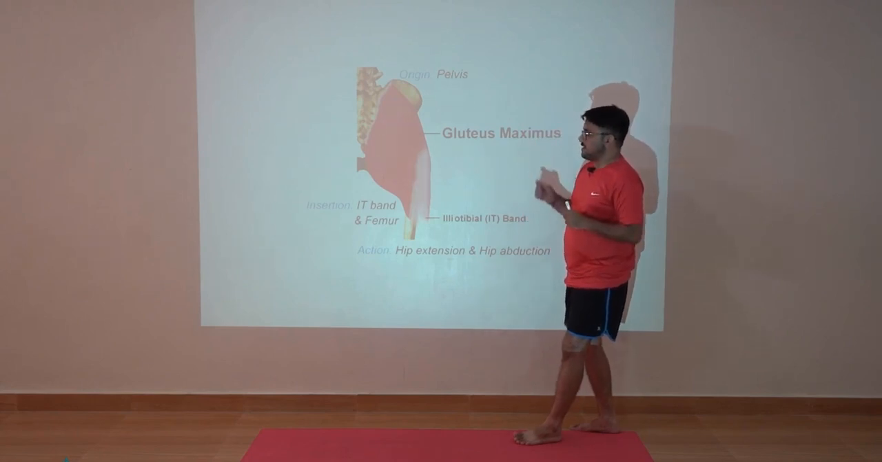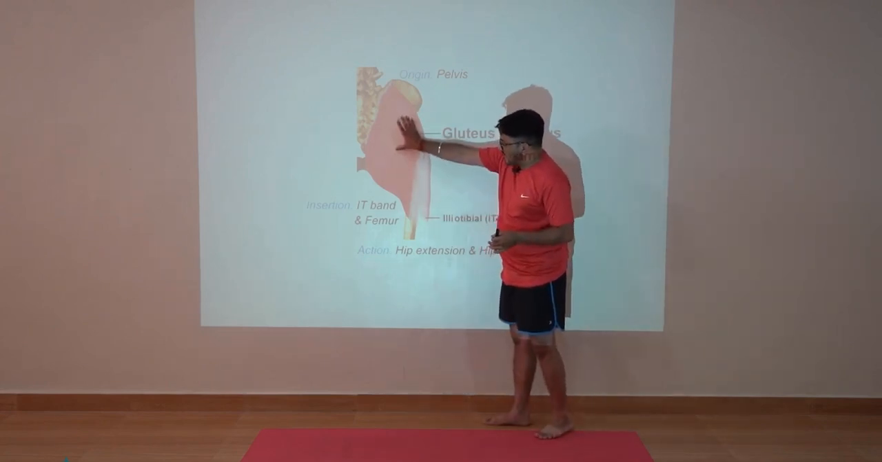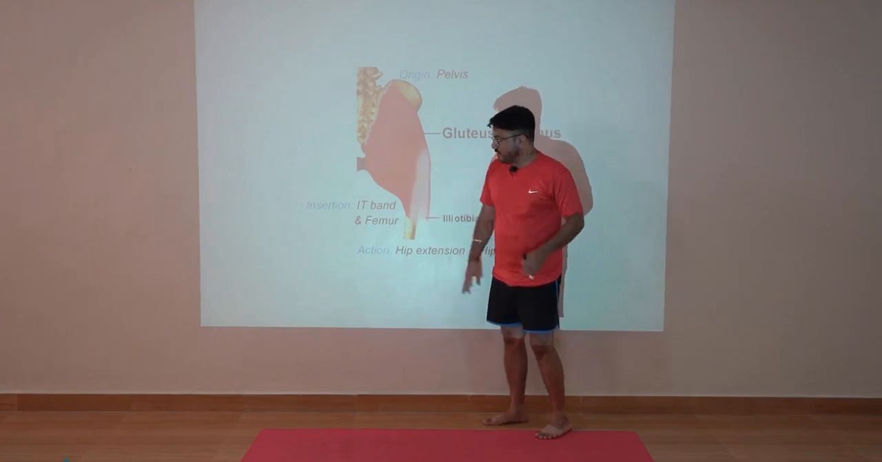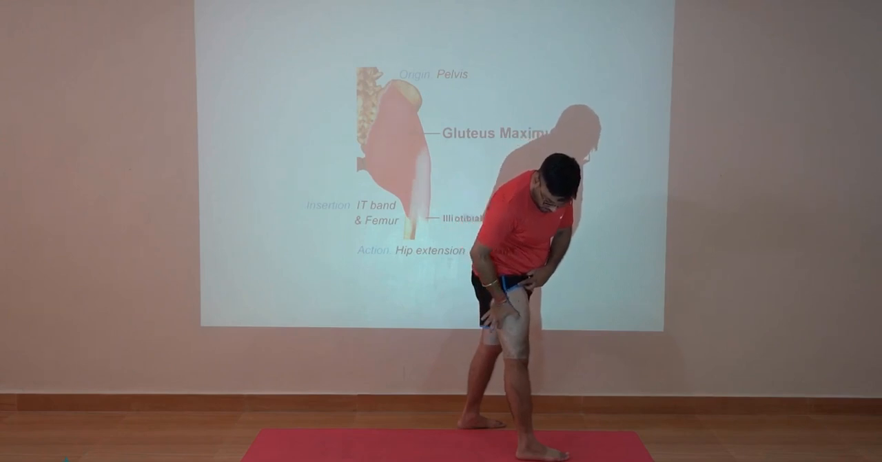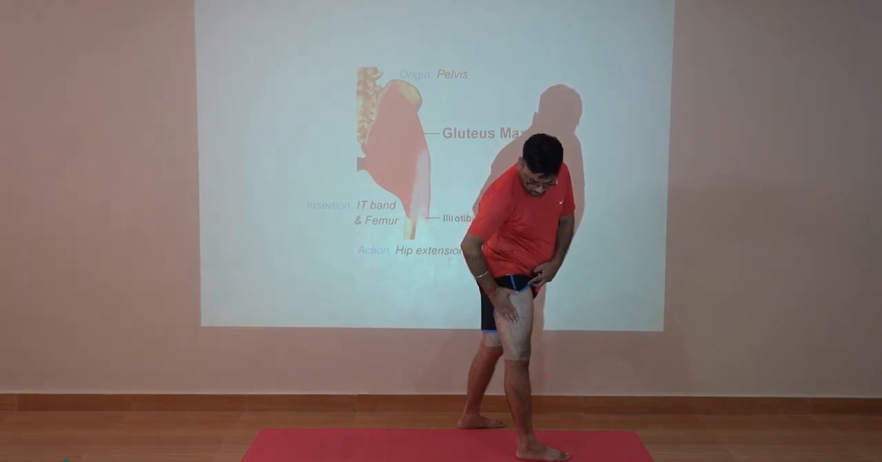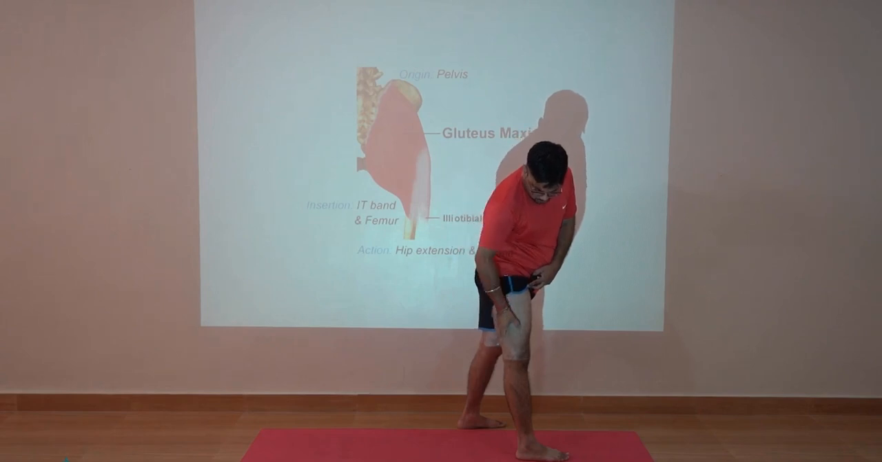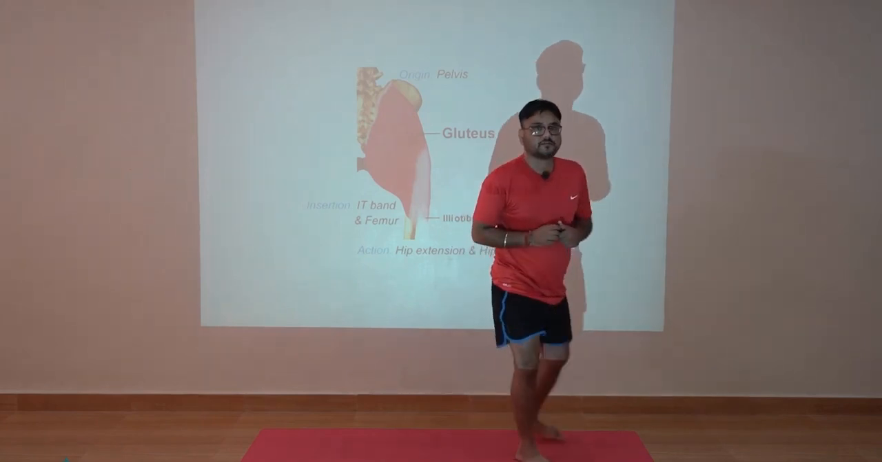So insertion is a little bit tricky here. We can say insertion, it attaches to the outer part of the femur. It attaches to the outer part of the femur here. So the muscle is coming from here, from the back, and wrapping this way and attaches to the outer part of the femur. And most of you, I think, are aware of this term, IT band.